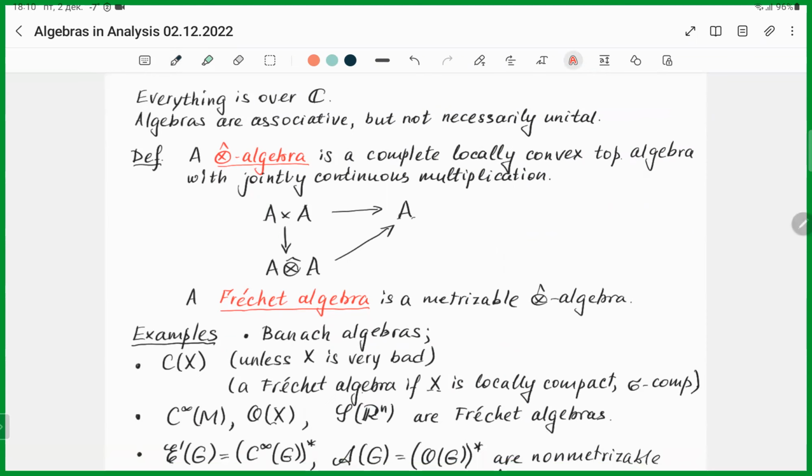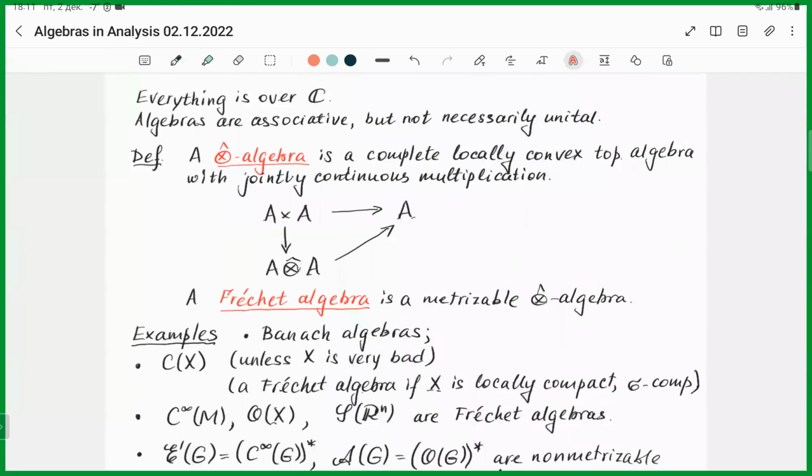So let's specify the class of topological algebras we are going to consider. All our topological algebras are assumed to be complete, locally convex, and having jointly continuous multiplication. Such algebras are often called algebras relative to the projective tensor product, because the multiplication in such an algebra uniquely factorizes through the completed projective tensor product. So this explains the name for such algebras. Unfortunately, this name is very difficult to pronounce. So if you don't mind, I'll call them just topological algebras, but I always mean that they are complete and have jointly continuous multiplication. As usual, a Fréchet algebra is a complete metrizable topological algebra over the complex numbers.